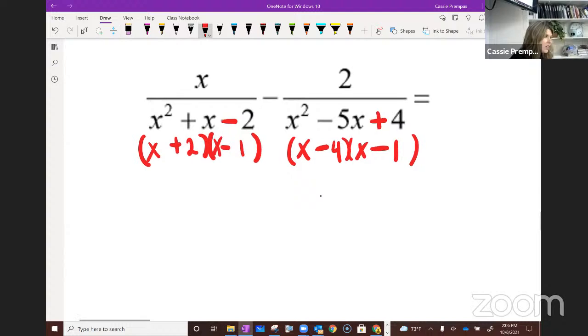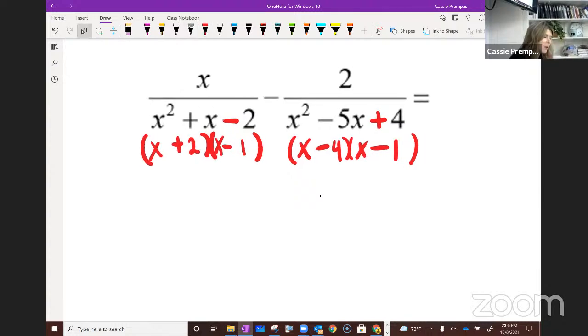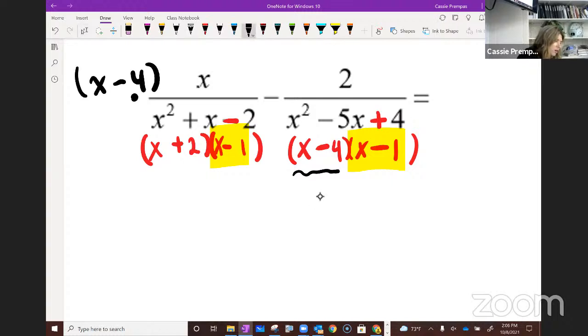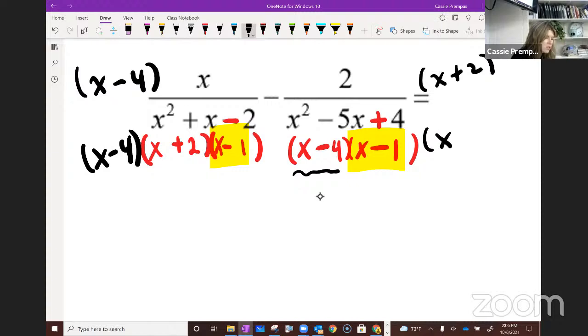You might know that I'm going to say this, but what do they already both share? X minus 1. So you multiply the first one by x minus 1. If I'm looking at what the first one is missing, it's missing an x minus 4. So I have to multiply this by x minus 4 over x minus 4. What is the second fraction missing? X plus 2. Good, x plus 2 over x plus 2.